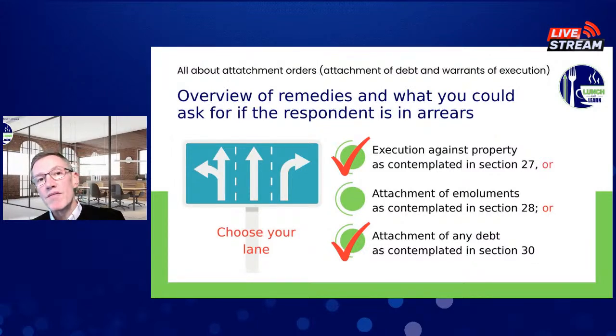The problem that we have in practice in the maintenance court specifically is that, say for instance, there is a garnishee order that is running and the respondent is in arrears with the garnishee order, and you want to approach the maintenance court for a warrant of execution against the movable property of the respondent. The garnishee order, the emolument attachment order, first needs to be terminated or suspended before you could make use of the provisions of Section 27 that deals with the execution against property.